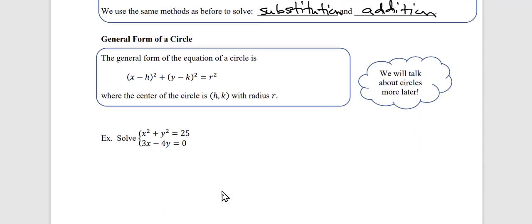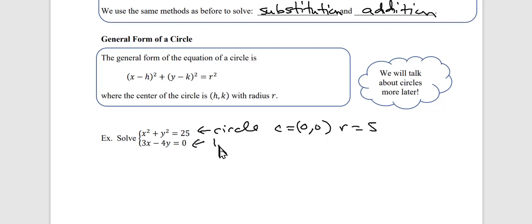Let's use these ideas that we have to solve this system of equations. The first equation here is a circle centered at the origin with radius equal to 5. The h and the k are both 0. The r squared is 25, so r is 5. This is a line.